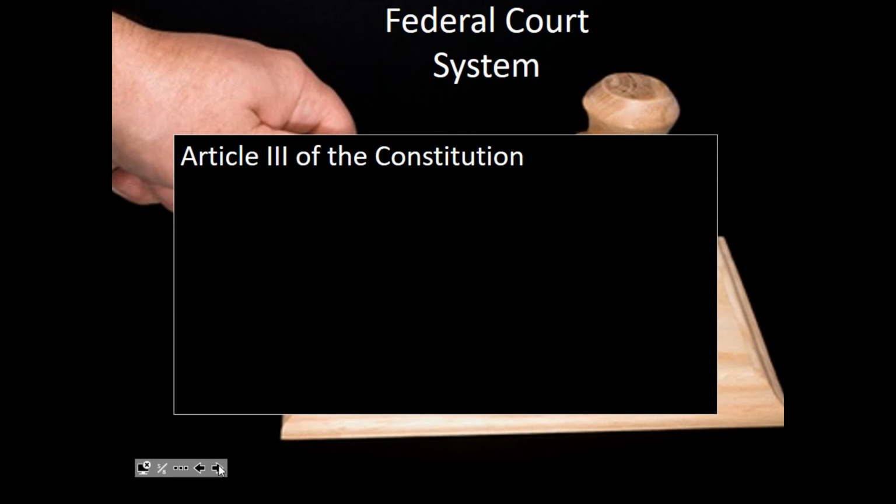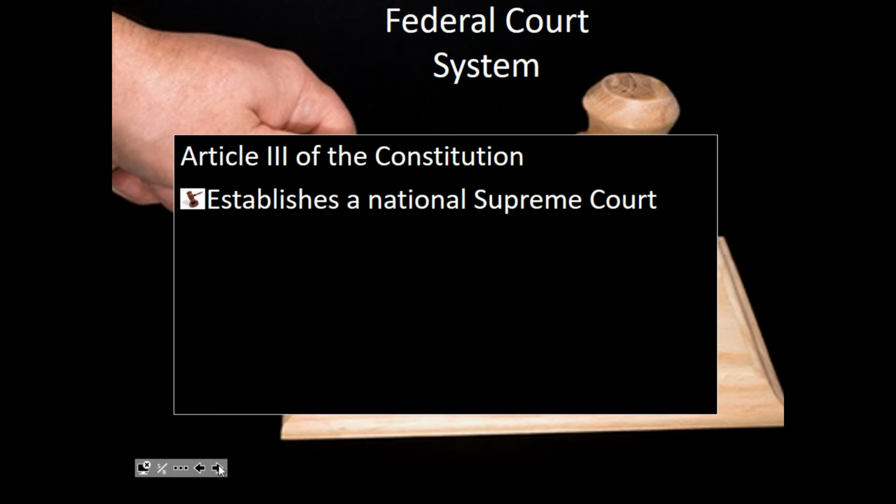All right, and so in the Constitution, Article 3 establishes a national Supreme Court. And I'm sure you guys have heard of the Supreme Court, right? That's the top dog. That's the big poppy. That's the top court in our nation. Okay. But here's the deal. If we just had the Supreme Court, just that one, things would not work out well. We wouldn't have time to hear all the cases. And we're going to talk later about what the role of the Supreme Court really is. And you're going to find out it's not to hear all the cases.